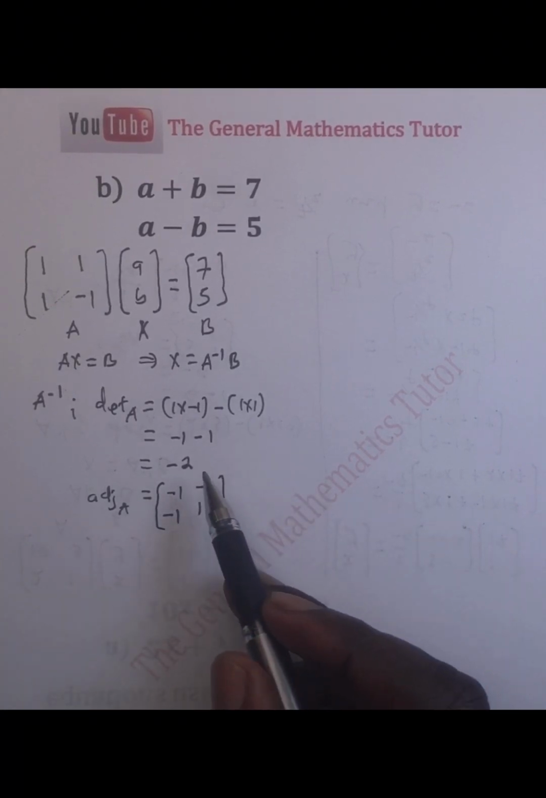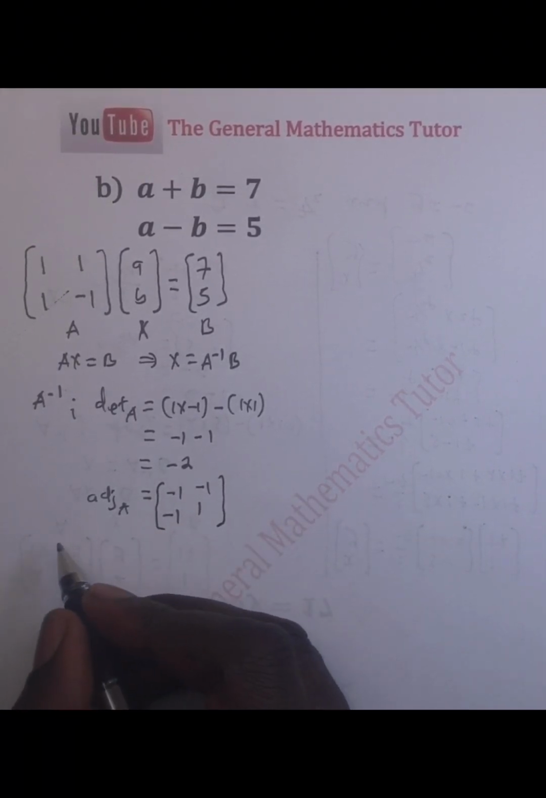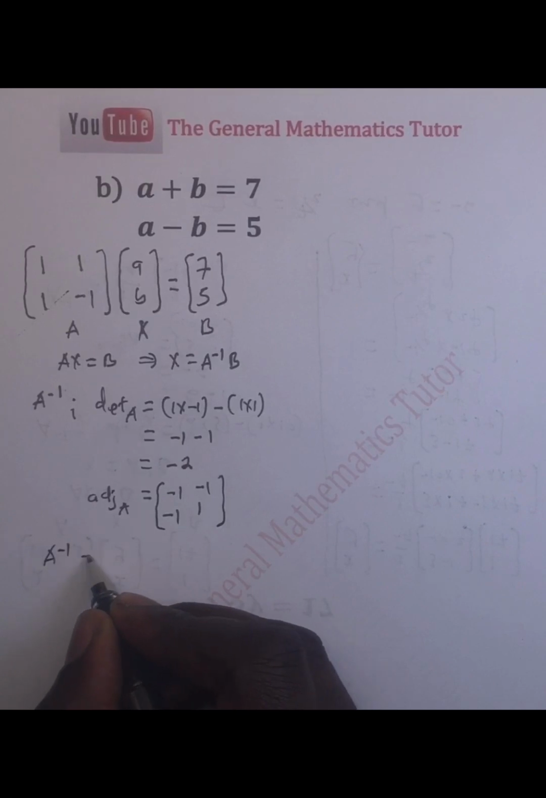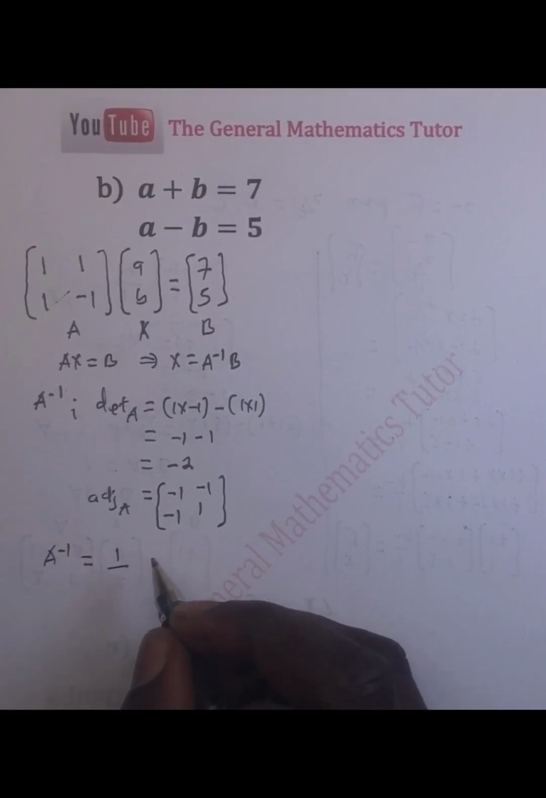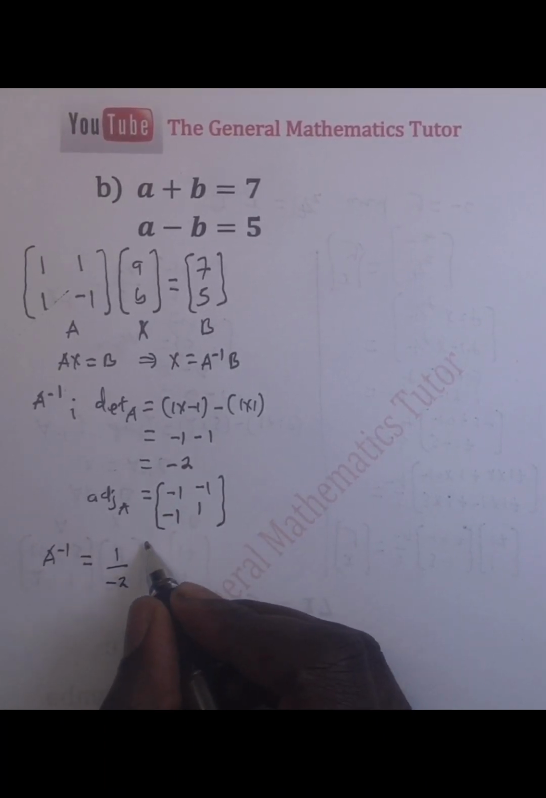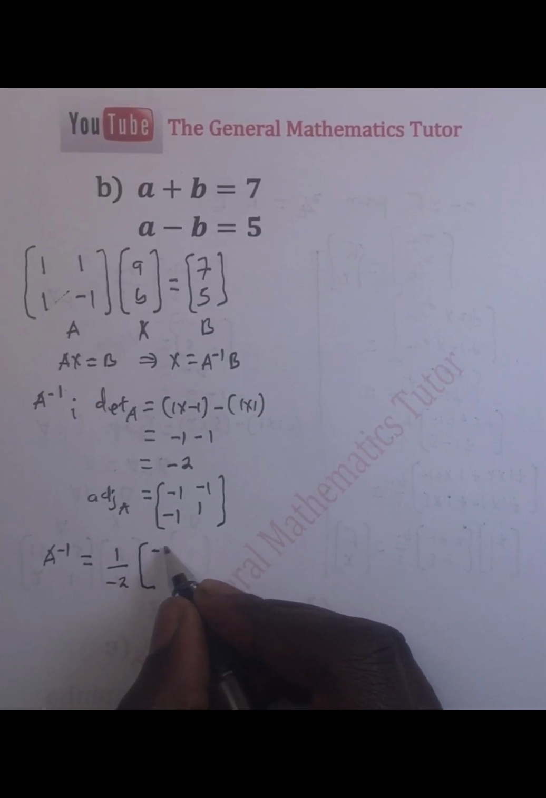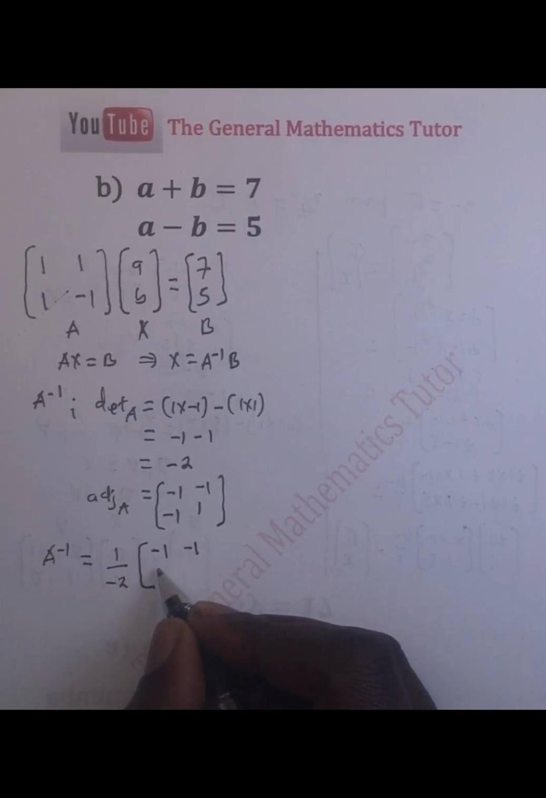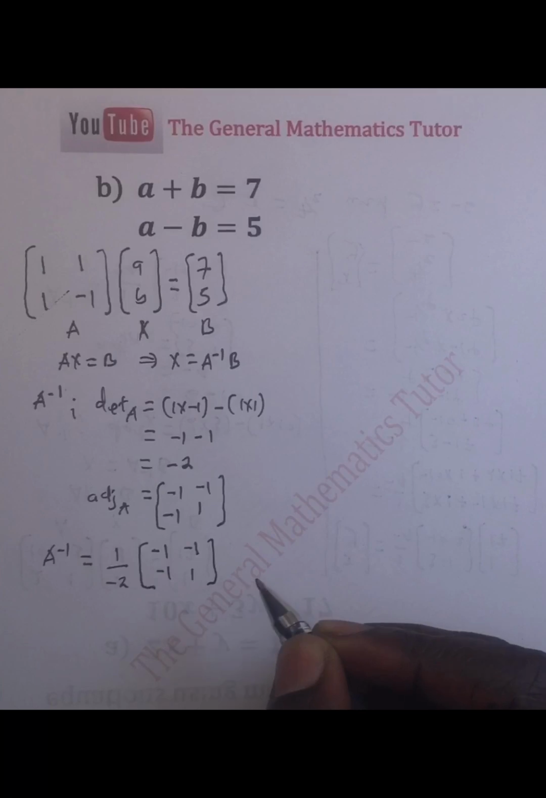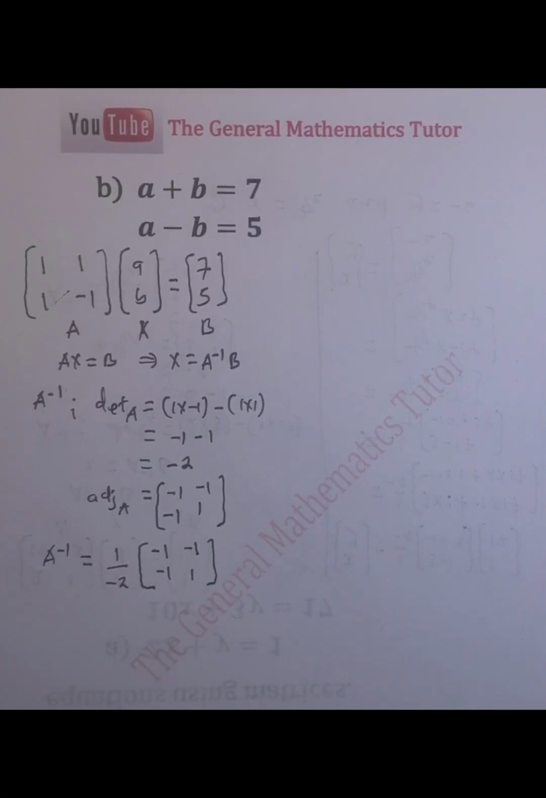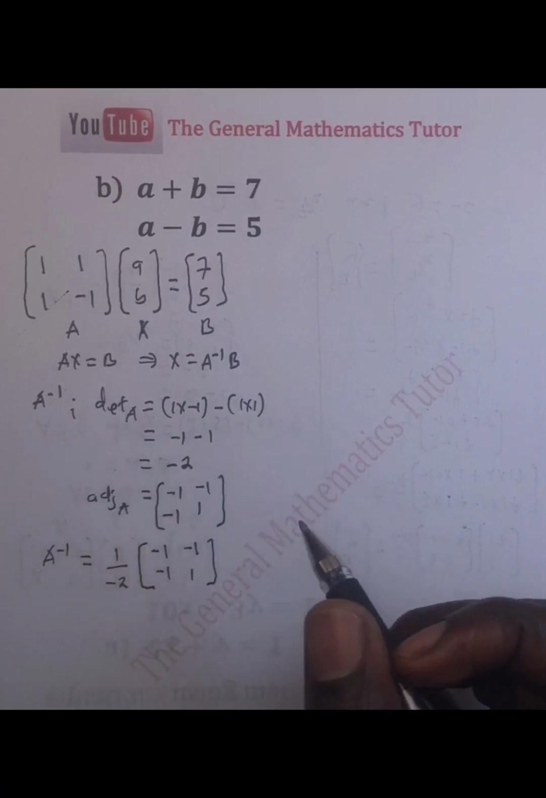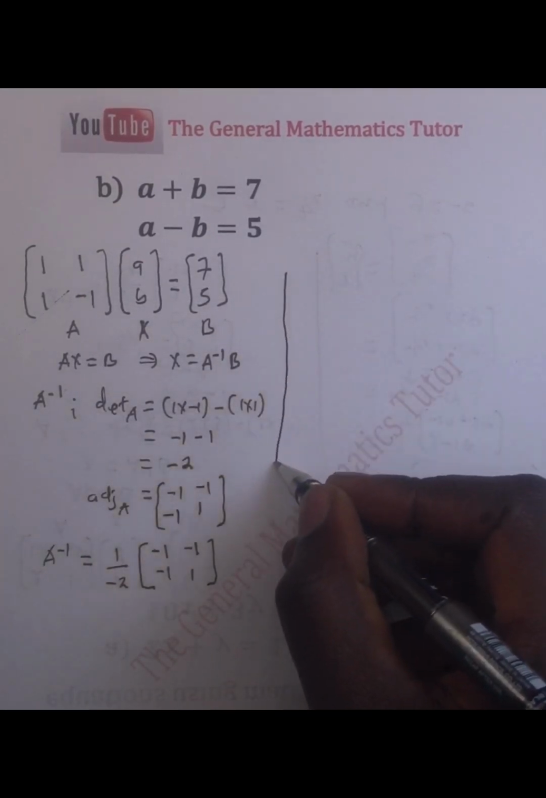So now that we have the determinant and the adjoint, we can easily obtain the inverse of A as 1 over the determinant, which is negative 2, times the adjoint of A, which is negative 1, negative 1, negative 1, 1.